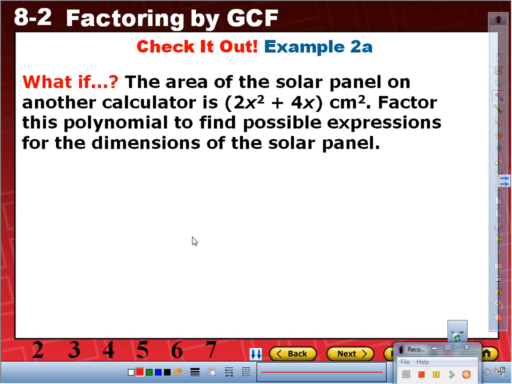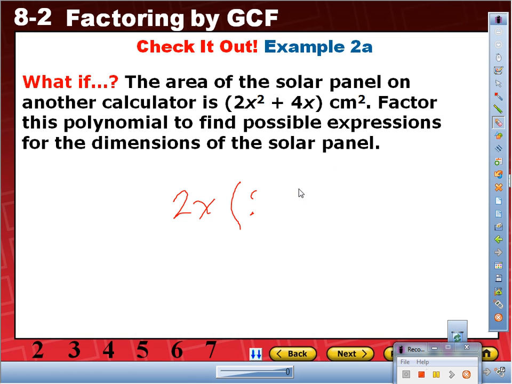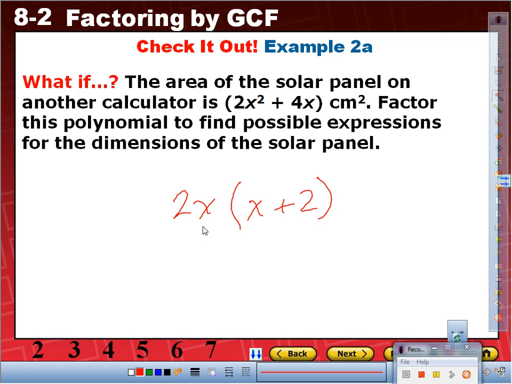Hands up if you got 2x times x plus 2. And your sentence should have been the dimensions of the solar panel are 2x centimeters by x plus 2 centimeters. So we got these, yes? All right, let's move on.